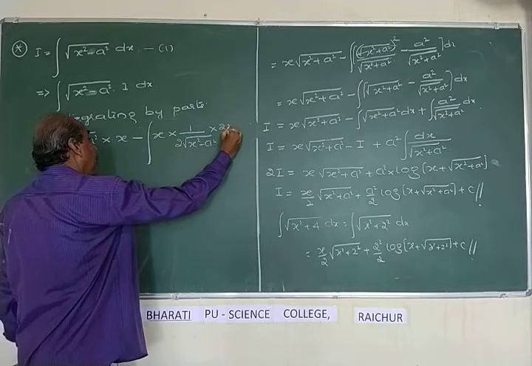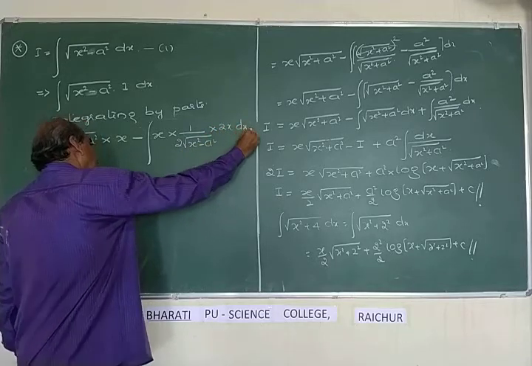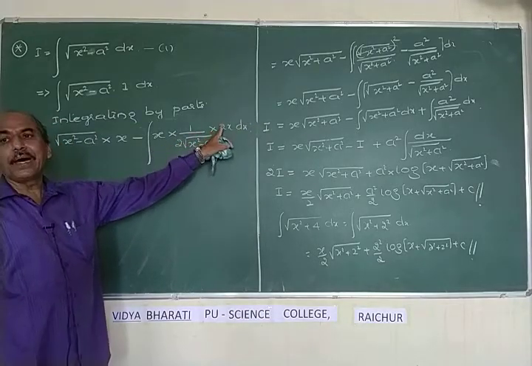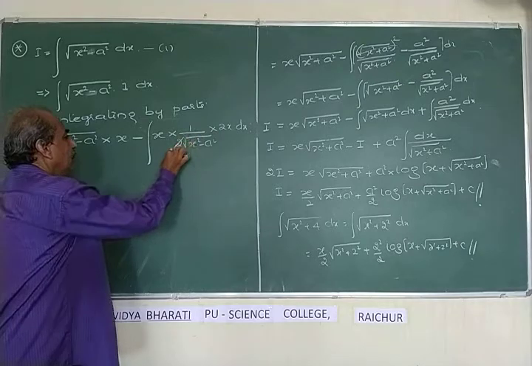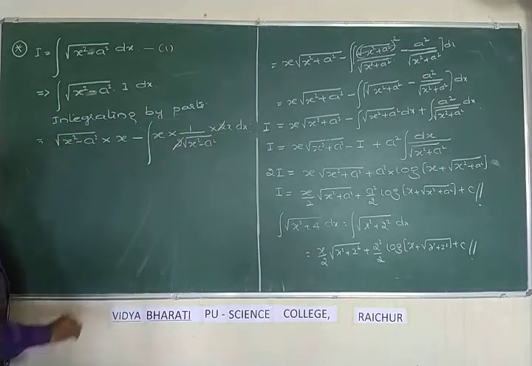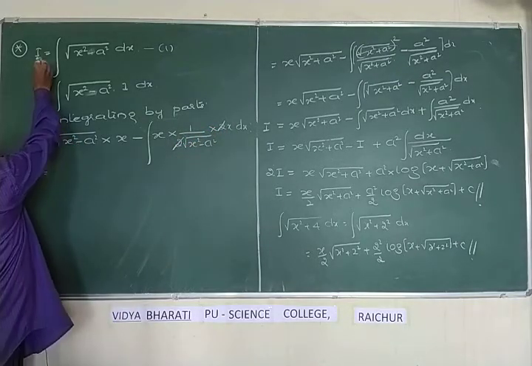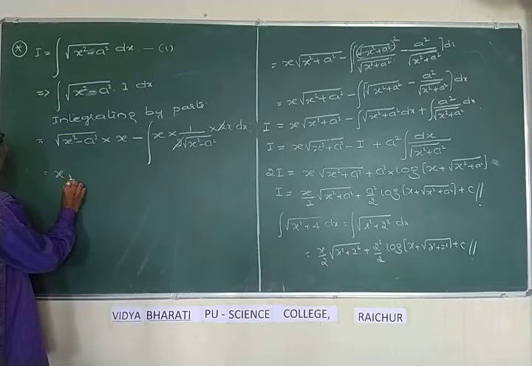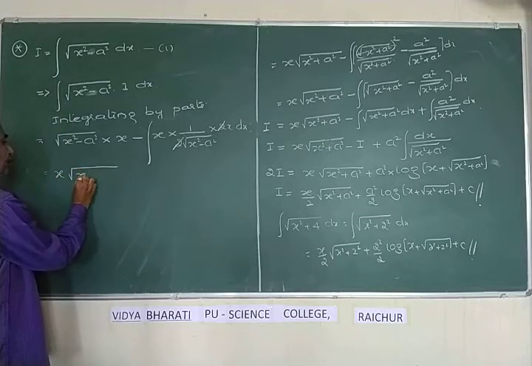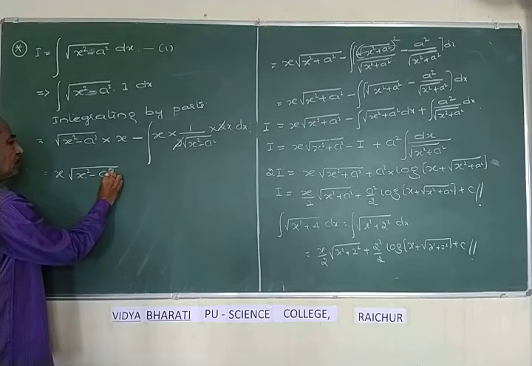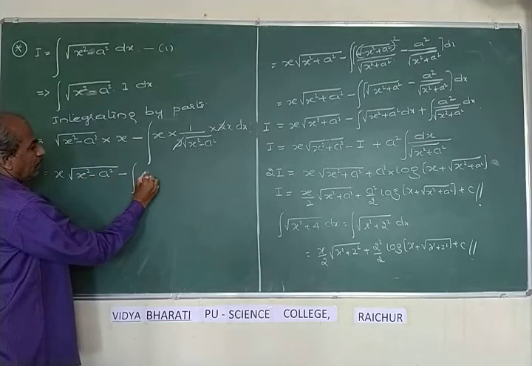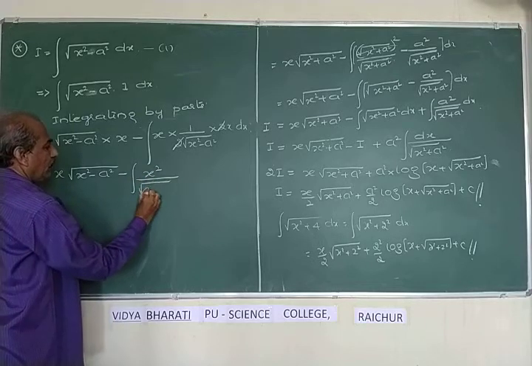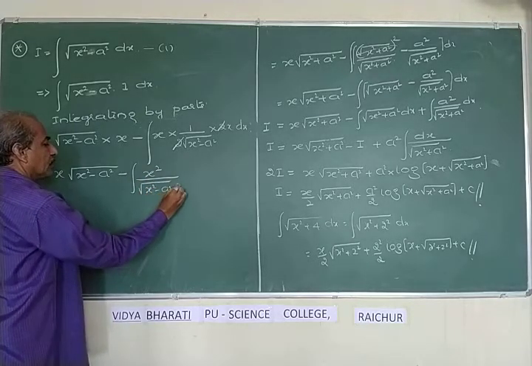This you should not forget to write. Here you will do the mistake. This is a very, very important part. Then this 2 and 2 will go, which is equal to this, you take it as I only again, then x into root of x square minus a square minus integral of x square divided by root of x square minus a square.